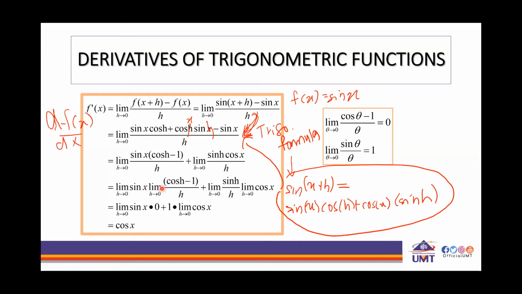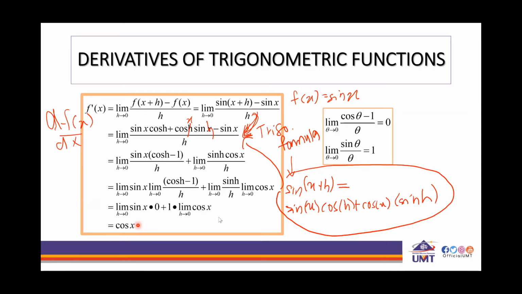Now limit sine x is still here, but cos h minus 1 over h approaching 0 is equal to 0, right? Hence times 0, right? So now this is 1, okay? Limit sine h over h approaching 0, sine 0 over 0 is 1 times dengan limit cos x. Right? So 1 times limit cos x. So limit h approaching 0 cos x. So the derivative f prime x is equals to cos x.